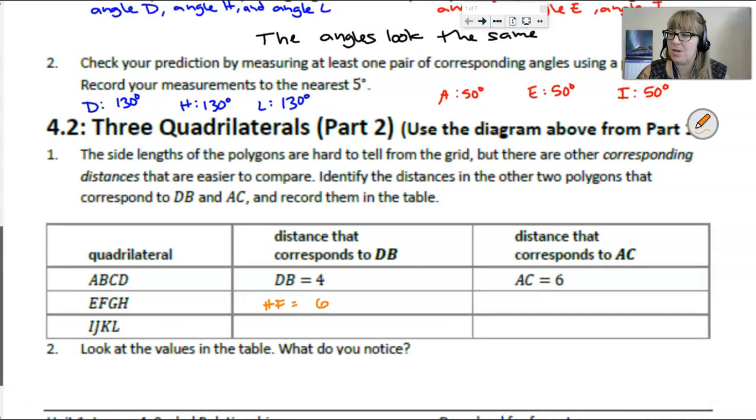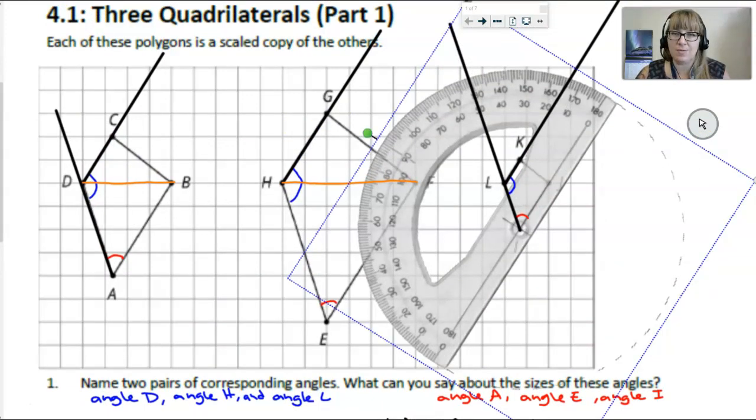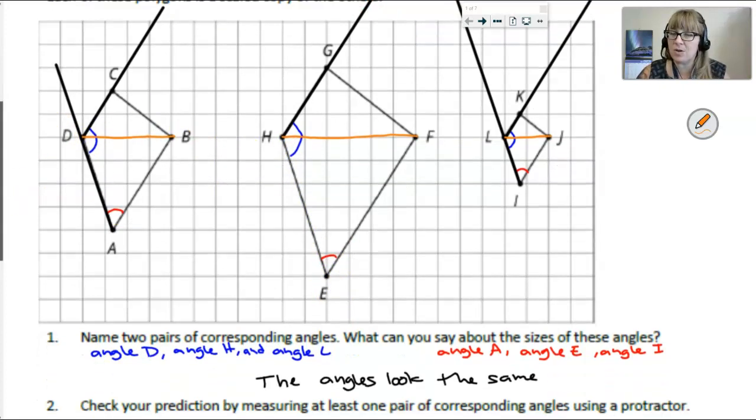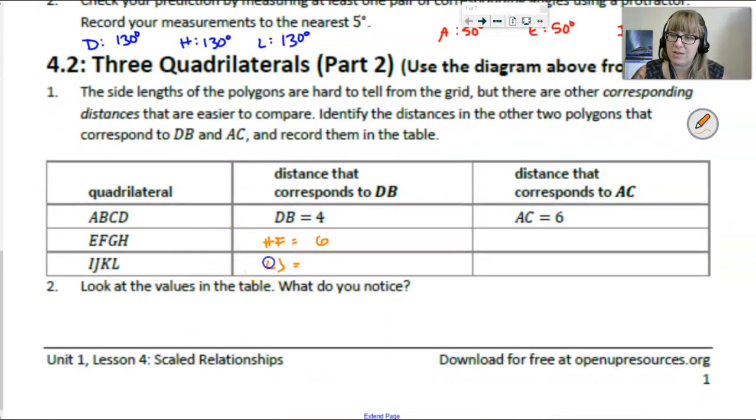And let's move on to that same one in IJKL. Again, I'm going to actually get rid of this guy now. Maybe. There we go. Now I can actually see that this is going to be LJ, and that's 2. So see how much easier that was? Instead of trying to figure out how long that was, we can go and measure pieces of that polygon that are easier, even though they're not the side length. So that was, again, LJ with a length of 2.